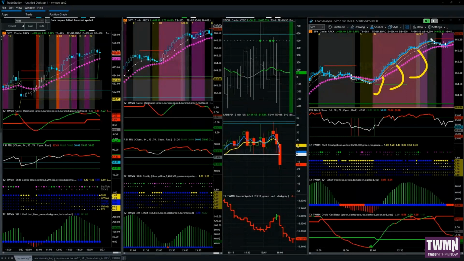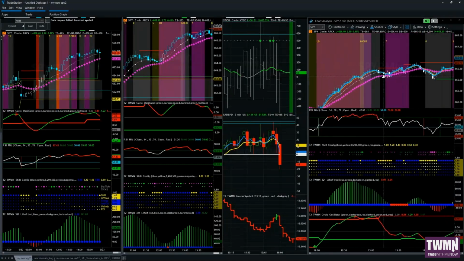Then you get your first reversal of the afternoon. But where does it reverse to? Again, the 20. The 20. The 20. So you can't just take full reversals to the downside.